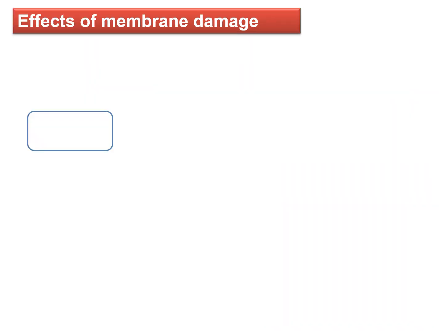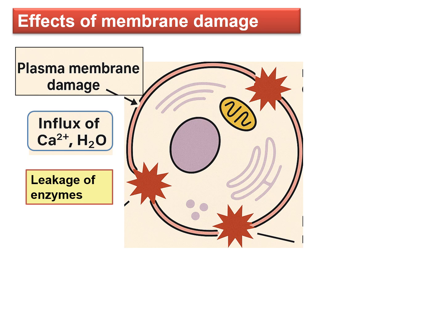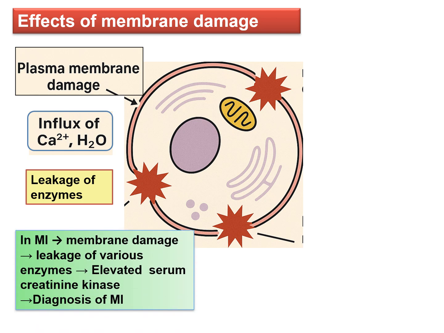What are the various effects of membrane damage? Membrane damage effects can be because of plasma membrane, mitochondrial and lysosomal membranes. Because of plasma membrane damage, there is influx of calcium and water into the cell. And because of this, there is leakage of enzymes out of the cell, and this can be used in the diagnosis of myocardial infarction. In myocardial infarction, because of membrane damage, there is leakage of various enzymes like creatine kinase, which leads to elevated serum creatine kinase, and this can be used as a marker in the diagnosis of myocardial infarction.